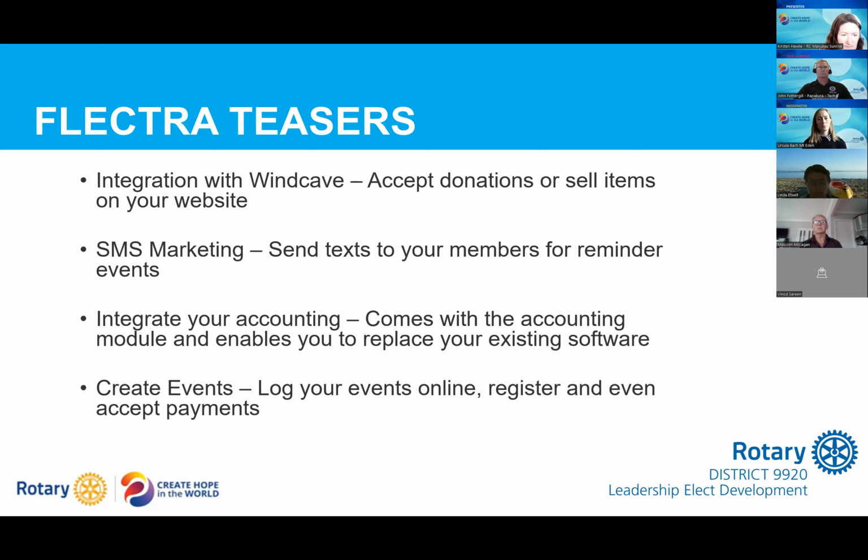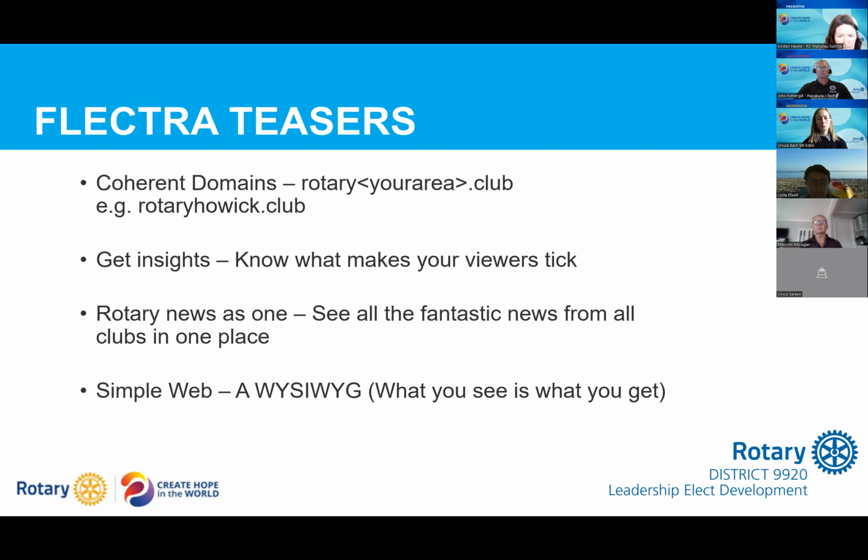I talked about accounting already, and having coherent domains. That's something that the RosOps team will be looking to do. So, for example, it'll be Rotary Auckland East.club, Rotary Howick.club, Rotary Makutu.club. Having that consistency throughout all clubs is going to help bring that unity when it comes to so many different Rotary clubs.